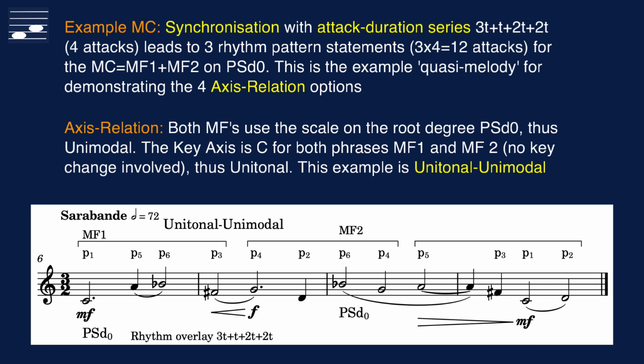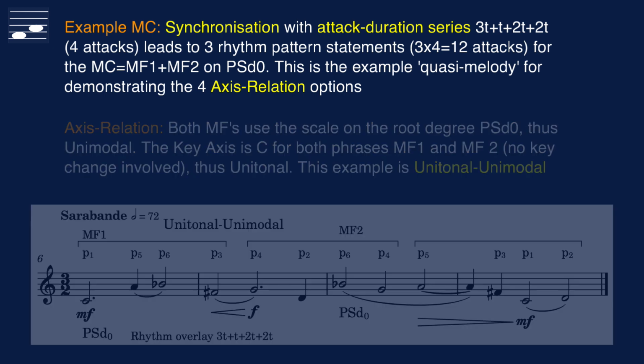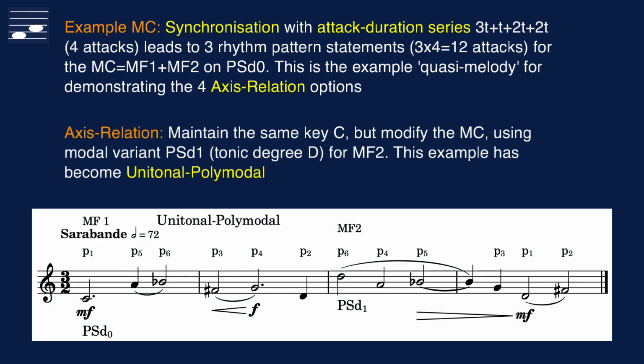And here is the reasoning when deciding on the axis relation type. Both phrases use the same scale on root degree C. The modal character is constant. We do not change the key and use the same set of pitch units throughout the continuity. Therefore, this theme is labeled as Unitonal-Unimodal.